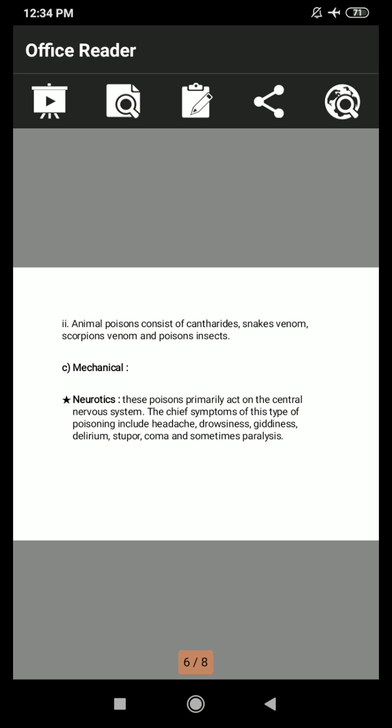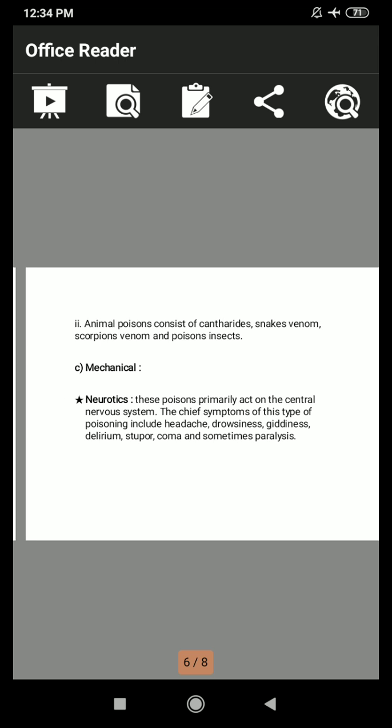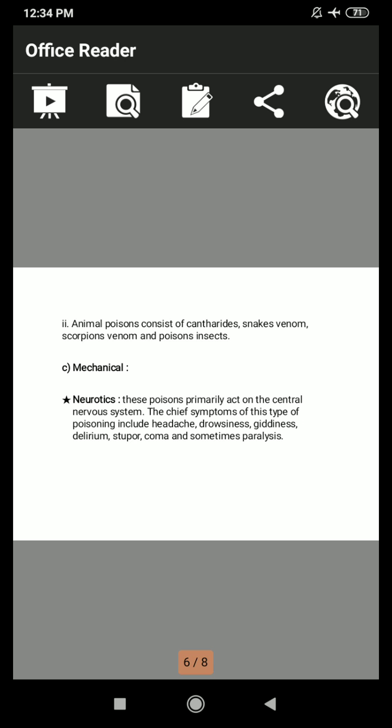And last is the neurotics. These poisons primarily act on the central nervous system, that is the CNS. The chief symptoms of this type of poisoning include headache, drowsiness, giddiness, delirium, stupor, coma and sometimes paralysis. Okay, this is the classification of poisons.